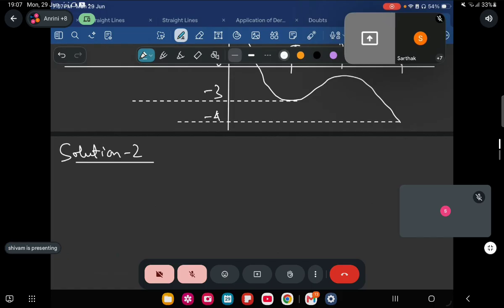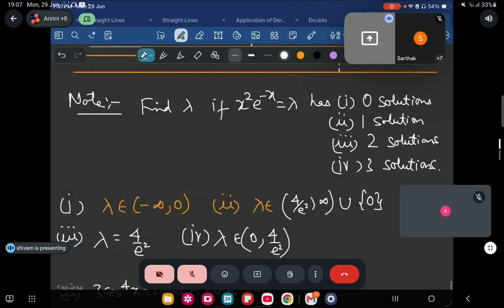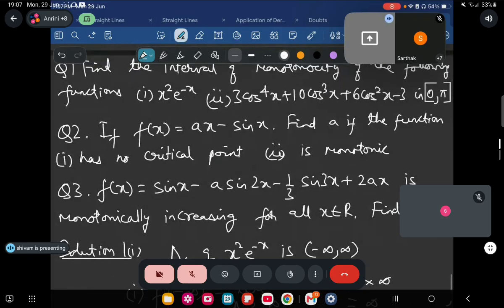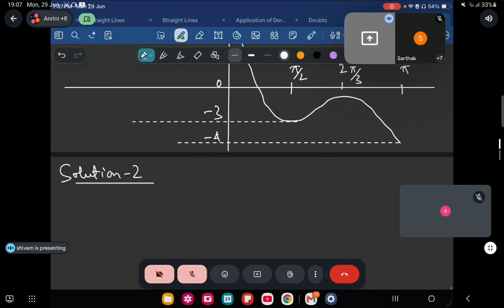Okay. So Sarthak, pay attention. Over here, it has no critical point, right? Tell me. Over here, what is the first part? It has no critical point. When can we say that a function has no critical point? When the derivative of the function is equal to zero or the derivative does not exist.